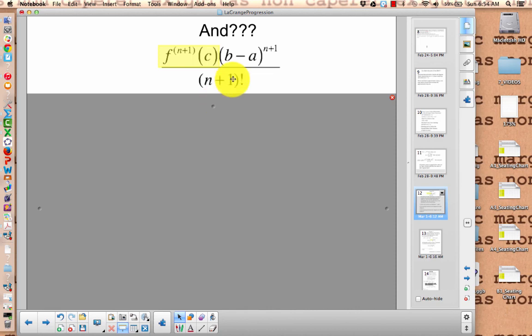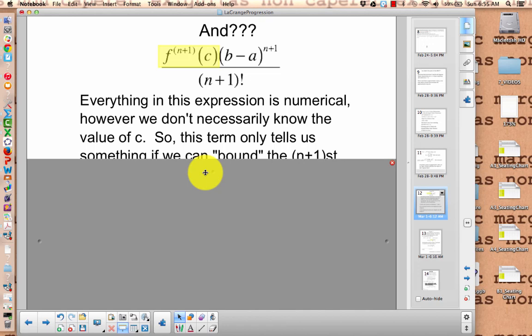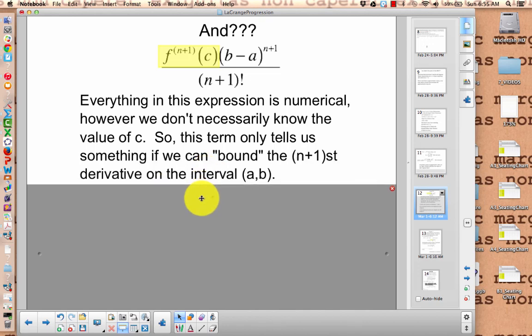I'm going to make a note here that when you calculate this out, all of these symbols are known except for one. You're going to know the a value, you're going to know the b value, you'll know what n plus 1 is, you will know what the (n plus 1)th derivative of f is. The only thing you won't know is this mysterious value of c. And all you know about c is it lives between a and b. So everything in this expression is numerical. However, we don't necessarily know the value of c.